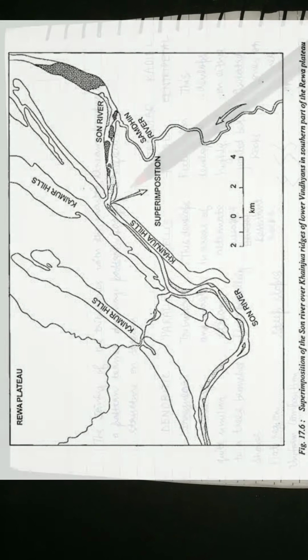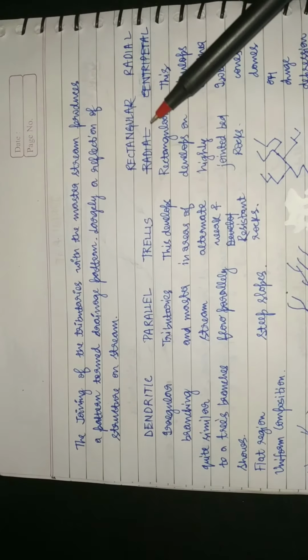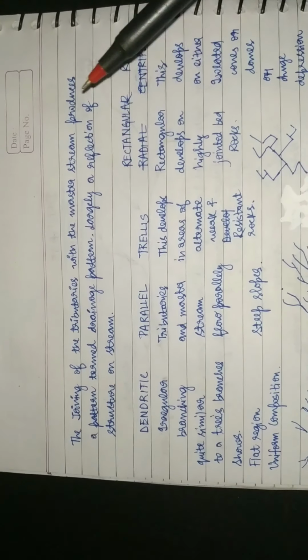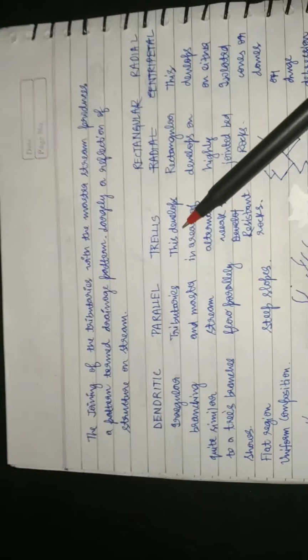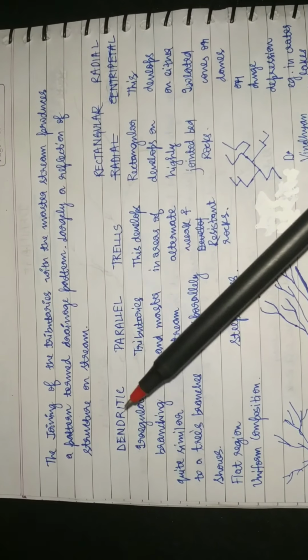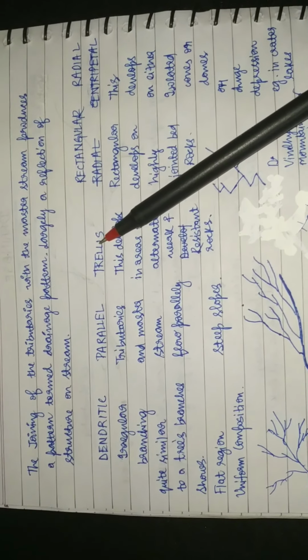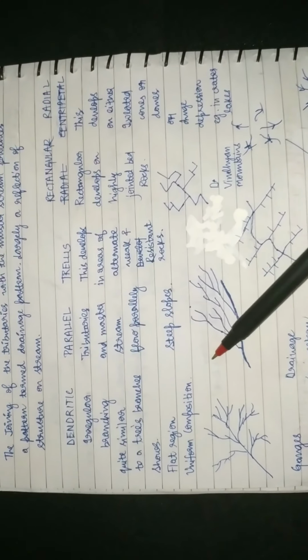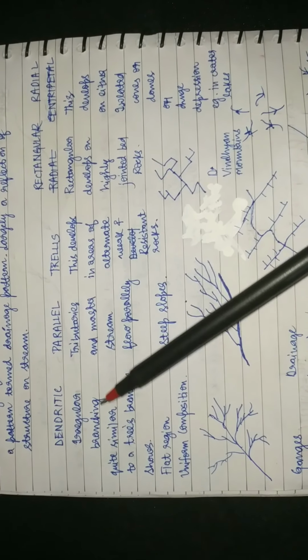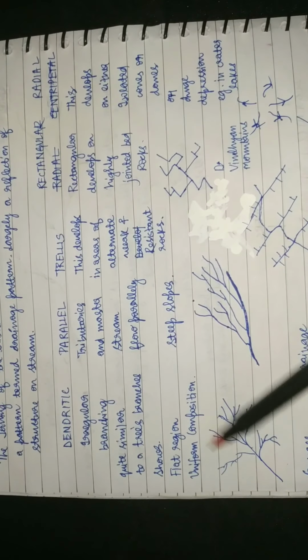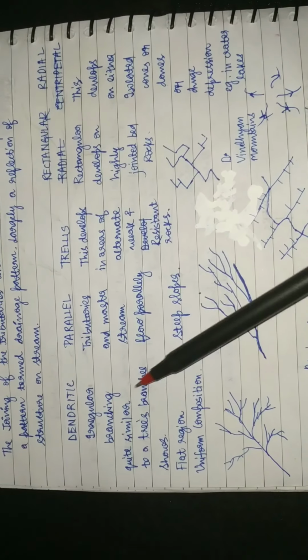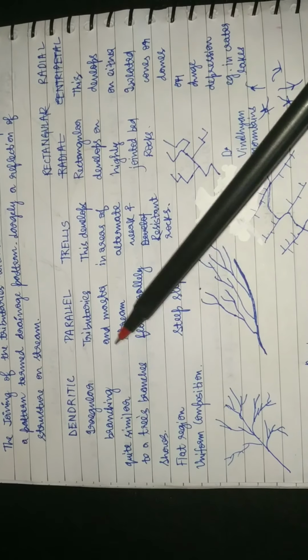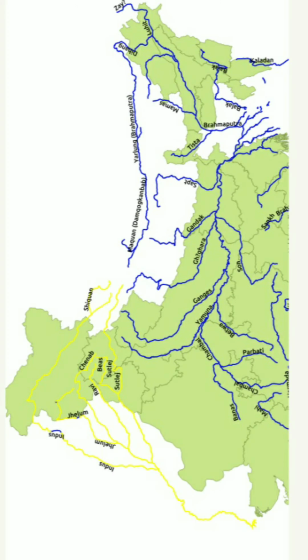Now, the joining of the tributaries with the master stream produces a pattern. These are termed as drainage patterns. It's largely a reflection of structure on the stream. For example, the dendritic pattern, the parallel pattern, the trellis pattern, the rectangular pattern, or the radial pattern, right? So let's see what the dendritic pattern is. It is irregular branching, quite similar to a tree's branches. And what does it indicate? It indicates a flat region with uniform composition. For example, the river Ganges and the Indus form this dendritic pattern.